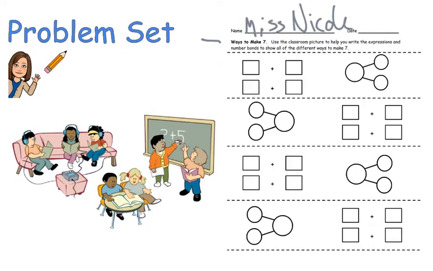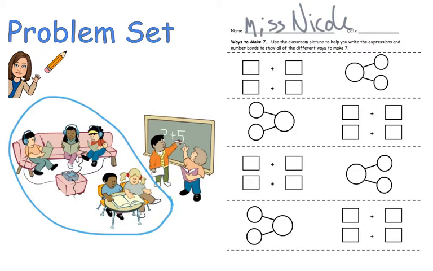Alrighty. So take a look at this picture. How many kids are there all together? Okay. So the first way I think I'm noticing is that we have a lot of students sitting down, and some students standing.